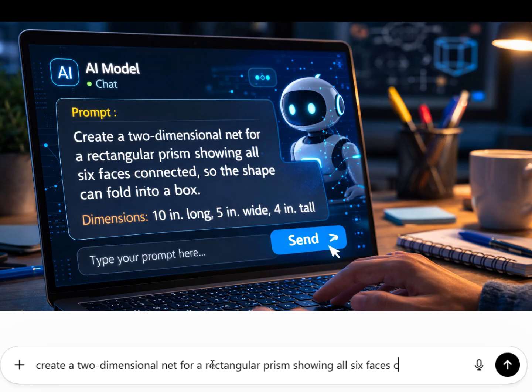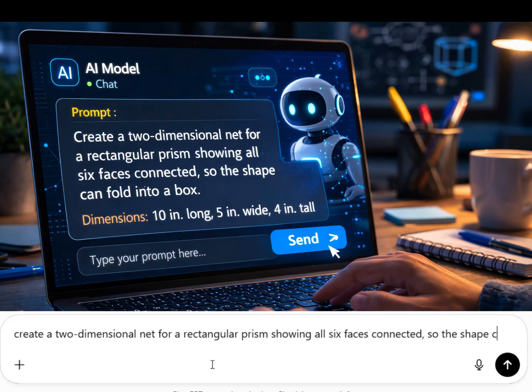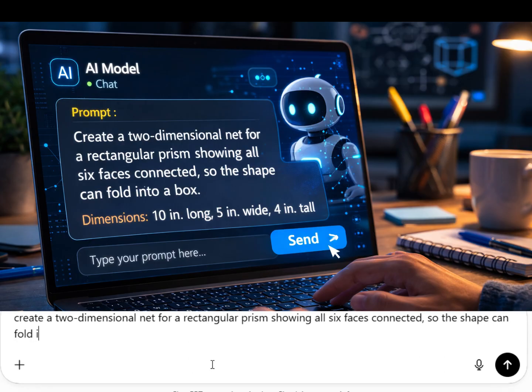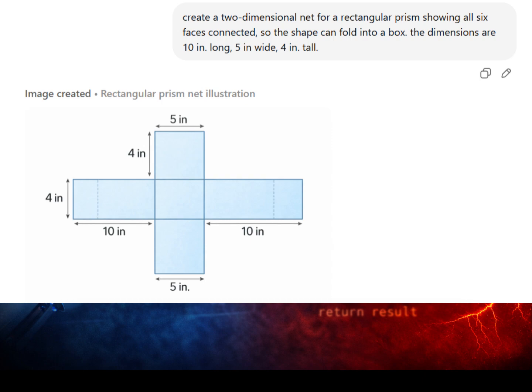In geometry classes, students often learn that there are several valid nets for a rectangular prism, but each one must meet a very important condition. When the faces fold upward along the edges, they must connect without overlapping and completely enclose the shape. Here is the response the AI produced.